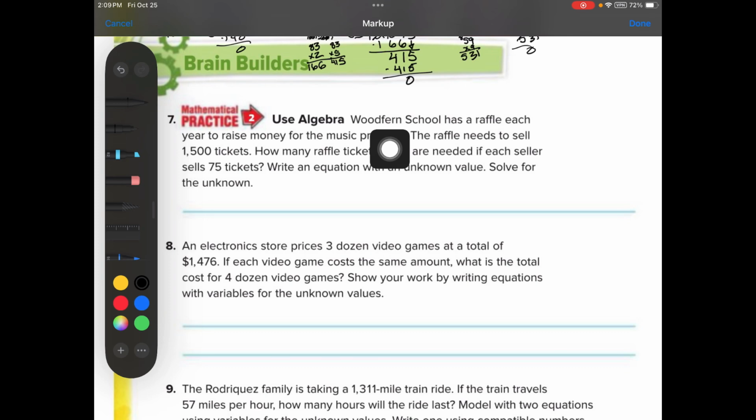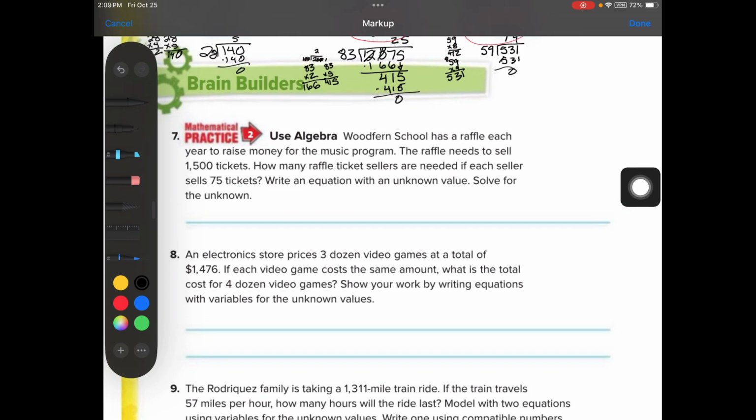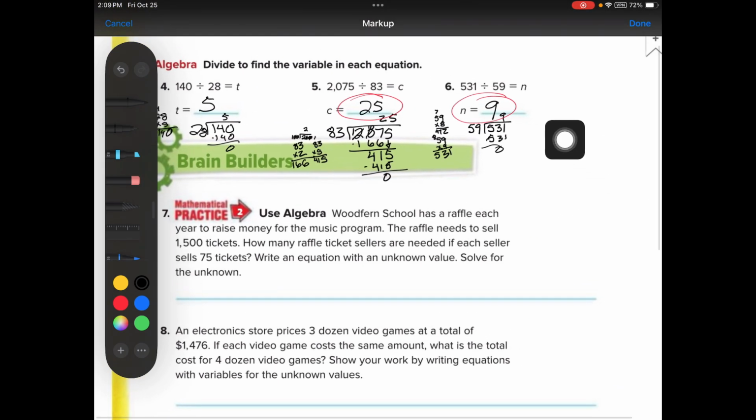Woodfern School has a raffle each year to raise money for the music program. The raffle needs to sell 1,500 tickets. How many raffle ticket sellers are needed if each seller sells 75 tickets? Write an equation with the unknown value. Solve for the unknown. When it wants you to write an equation with an unknown value, it wants you to write an equation, and they want you to write some sort of letter in there as the unknown value. Okay, so let's practice.